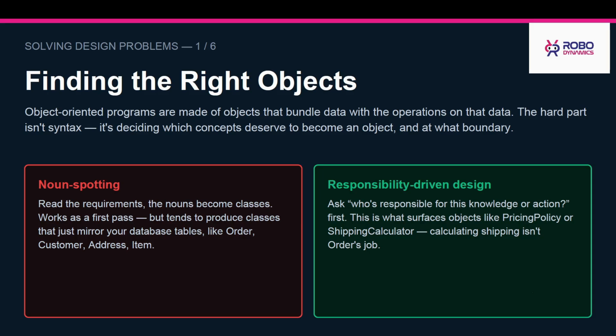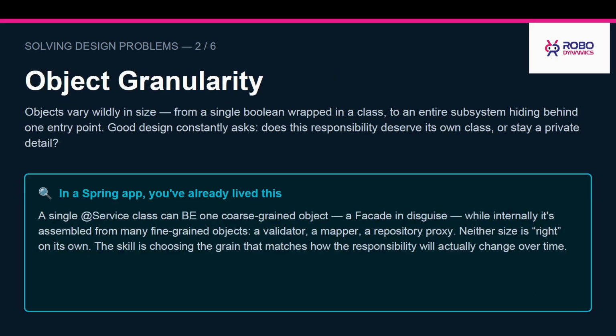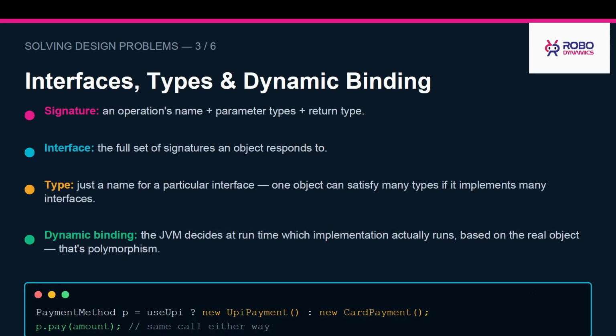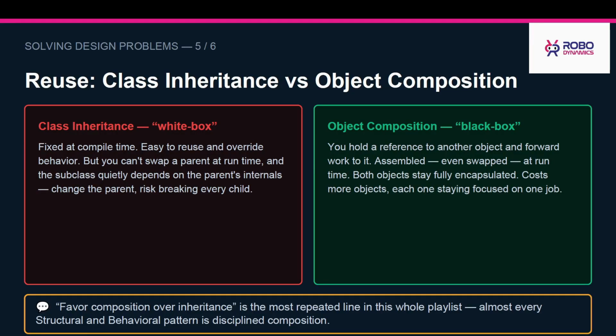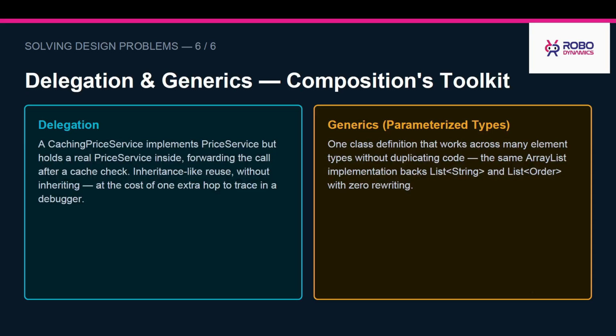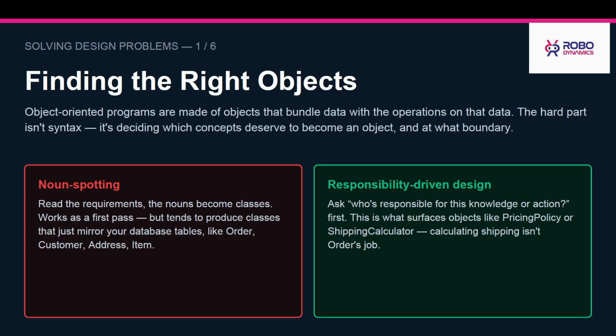You need to know what is a class, and what is an object. You need to know the objects at the right granularity. What do you mean by object at a granularity? You need to understand what is an interface. What do you mean by dynamic binding? You have to understand what it means to program to an interface and not to an implementation. You need to decide whether to create an inheritance structure or to go for object composition. You need to understand what is delegation, and what is generics. Now, these are all things which you learn as part of Java.